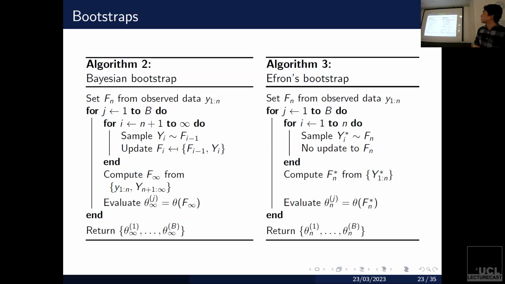Now, Efron's bootstrap is the Frequentist bootstrap, which you're going to be using to compute things like standard errors, but there's a nice analogy here, where instead of sampling y n+1 to infinity, you're going to be resampling y1 to n. So you're going to loop over y1 to n. You're going to sample yi star from this empirical distribution. You're not going to update F n because you're treating F n as an approximation to F0. And then F n star is going to give you some random empirical distribution, and you're going to compute some estimate. So there is this nice overlap between the Bayesian and the Frequentist bootstrap.